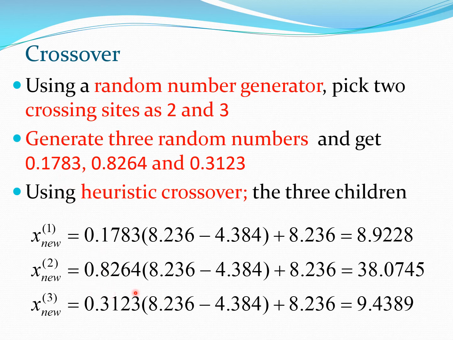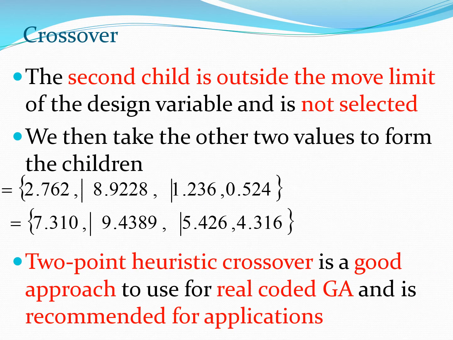The second one is 0.8264. That's the second random number. And the third random number is 0.3123. These are of course the father and mother strings, and so on, and I get three values here. Now immediately you see that two of the values lie within the design space as defined by the move limits, but the third value is outside the design space. So this child which is outside the move limit of the design variable is not selected.